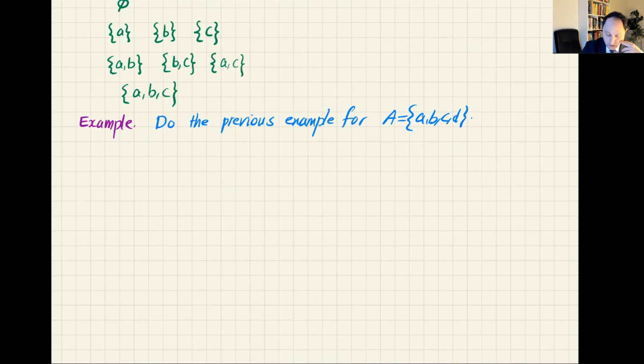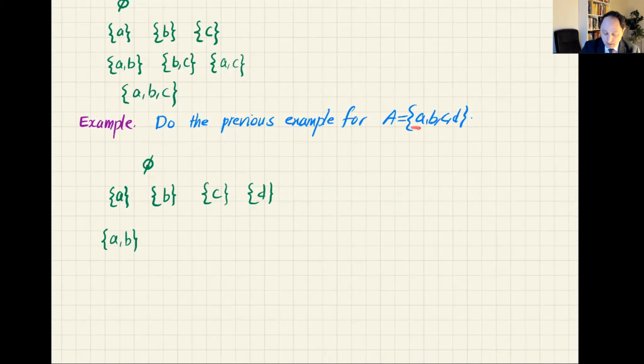Okay, so what would be the solution this time? Again, the empty set is the smallest one. And then how many singletons will I have? I will have one singleton A, including only A. The other one is B, the other one is C, and the other one is D. And I can also have 2-element subsets. So here you need to be a little bit organized to make sure that you are not ignoring some of them.